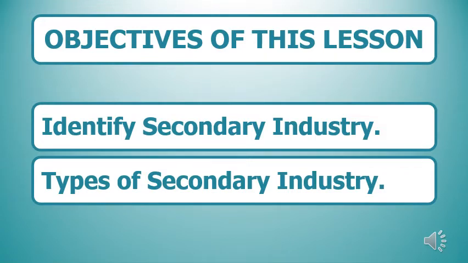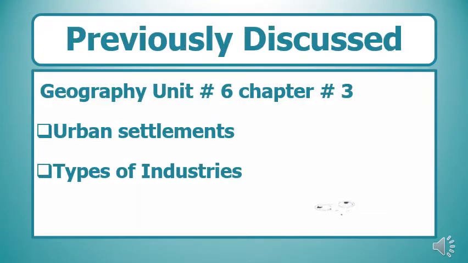Let's have a look at the objectives of this lesson. After taking this lesson, you will be able to identify secondary industries and you will know the types of secondary industries. But before starting today's lesson, let's see what we discussed previously. We discussed urban settlements and we discussed types of industries.